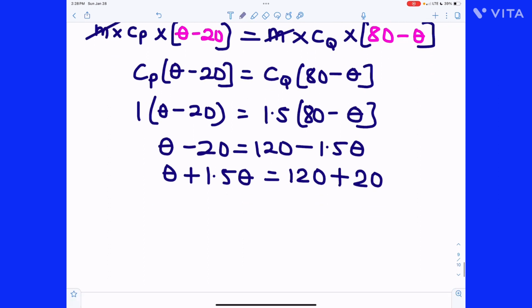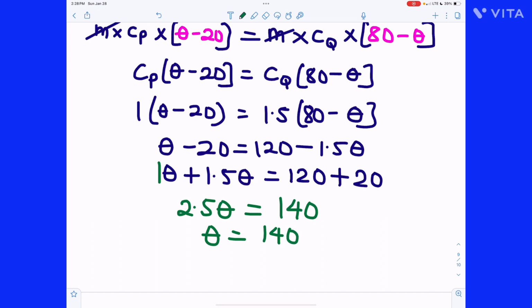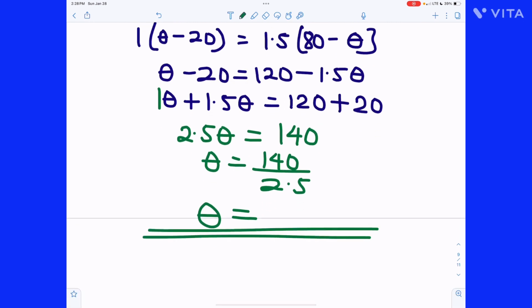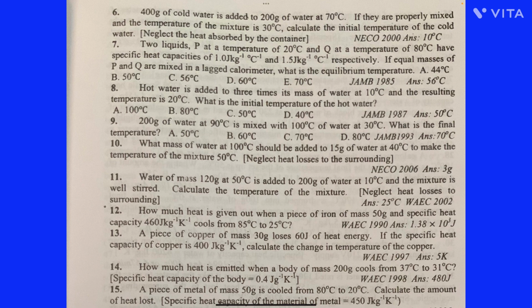So if we put the two together, theta plus 1.5 theta is 120 plus 20. What does our final temperature give us? Things are getting too dark, so let me change this. This is like 1 theta plus 1.5 theta. That's 2.5 theta is equal to 140. Theta is 140 over 2.5. You press your calculator, you get your answer for the final temperature of the mixture of the two liquids. Temperature is in degrees Celsius.